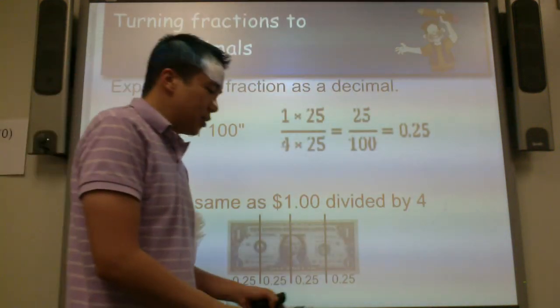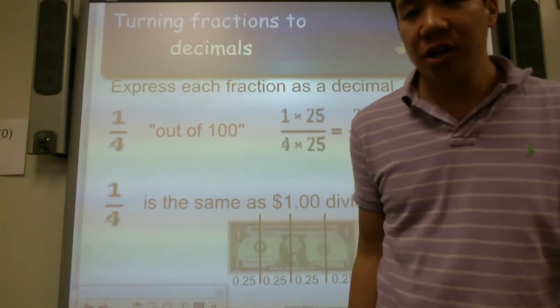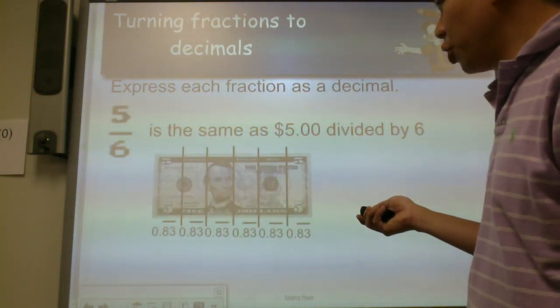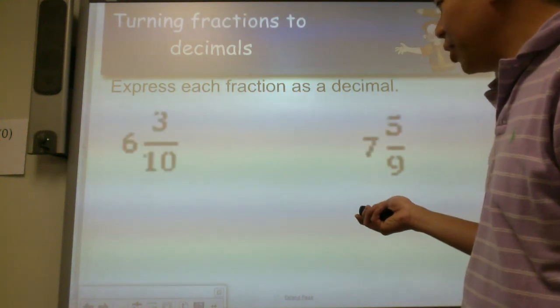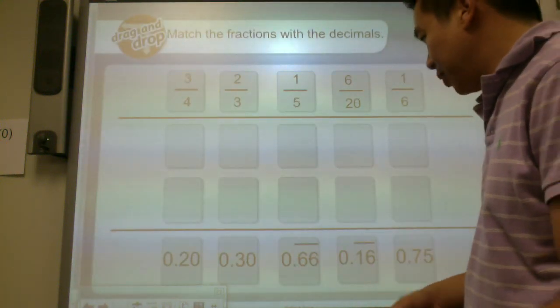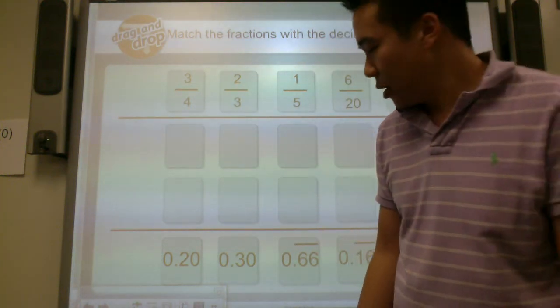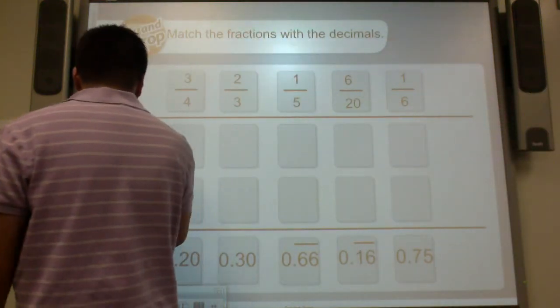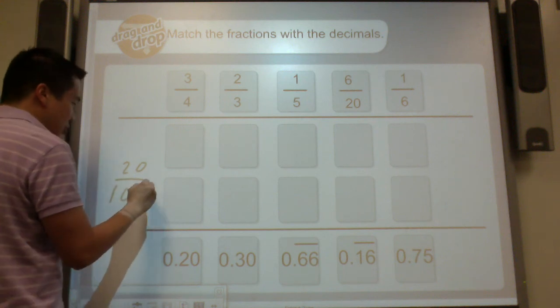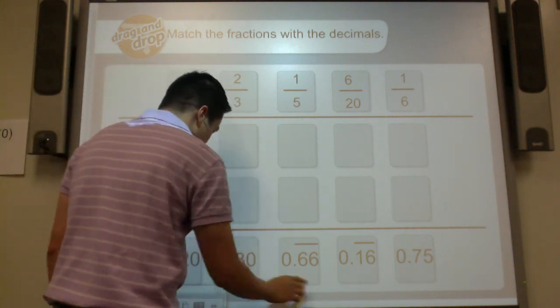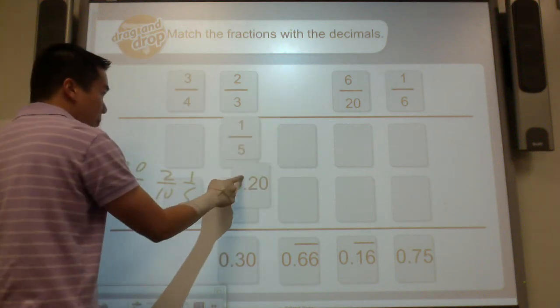So, in our lesson today, we learned how to turn a fraction into a decimal. Again, use what you know about place value to help you out. For example, I see 0.20, or 20 hundredths. 20 hundredths can be simplified by dividing by 10 to 2 tenths, or 1/5. So these two match up.